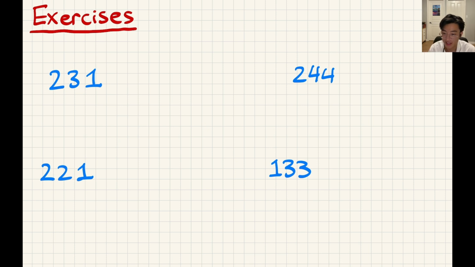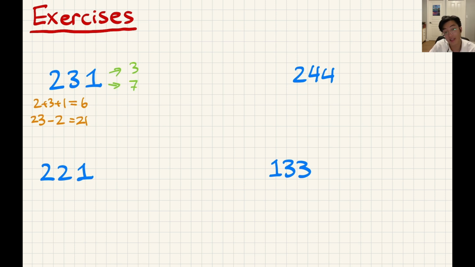Alright, I'm pausing now. So 231. Right off the bat, we can add everything up. We add everything up, we get 6. So this is divisible by 3. Another one we could do is the 7 rule, right? We double the last digit. So we double the last digit to get 2. And then we subtract it from the whole number, getting us 21. That's divisible by 7. So it's also divisible by 7.